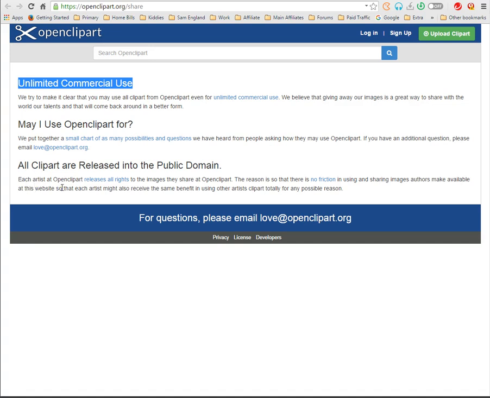Each artist at Openclipart releases all rights to the images they share on Openclipart. The reason is so that there's no friction in using or sharing images the authors make available at this website. So each artist may also receive the same benefit of using other artists' clip art for any possible reason. So with this website, we're not going to get into any copyright issues with how we might use a particular image taken from this website.